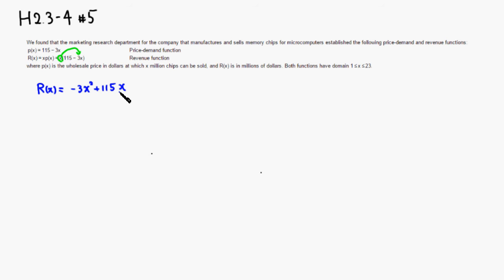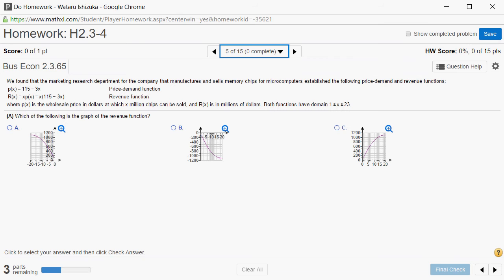We notice that this is a quadratic function, so the graph is going to be a parabola. Another thing we want to pay attention to is that there's a negative sign here, which means that the leading coefficient is negative, which means that the parabola is facing down. So let's look at the pictures. B is facing up, so it's not going to be it. It's going to be between A and C.